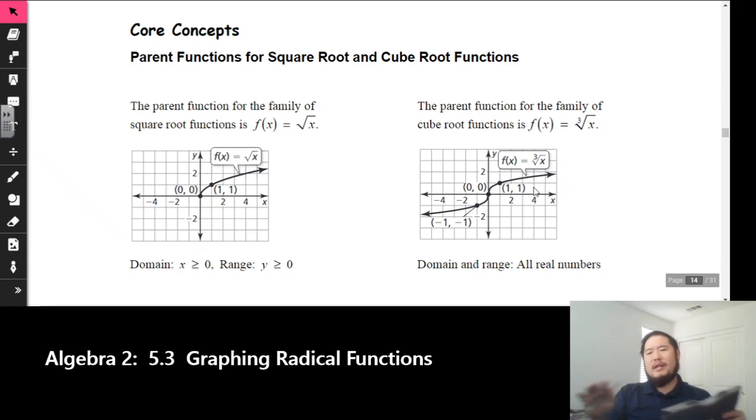Domain, remember, it keeps going left and right. So all real numbers for your domain. It actually keeps creeping up to the right and down to the left. So that means that your range will keep going and be all real numbers as well.